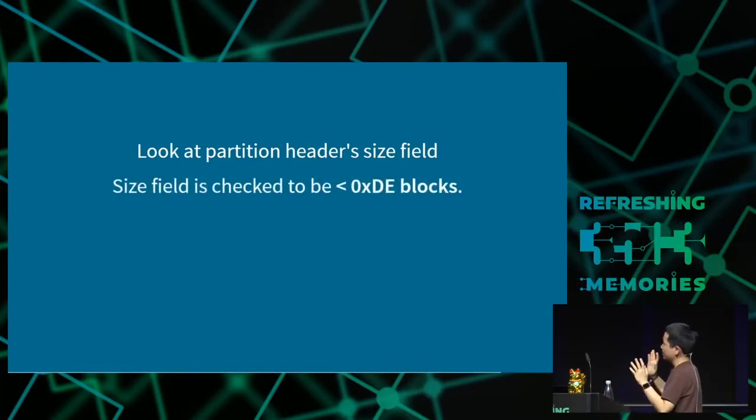The size field is checked to be less than 0xDE blocks. We found this out through basically trial and error. So we tried writing 0xFF, and it didn't boot up. Then we tried writing 0x40, and it worked. Then we tried writing 0xE0, and it didn't work. And then through this kind of manual binary search, we found that this was the largest value before it doesn't boot up.